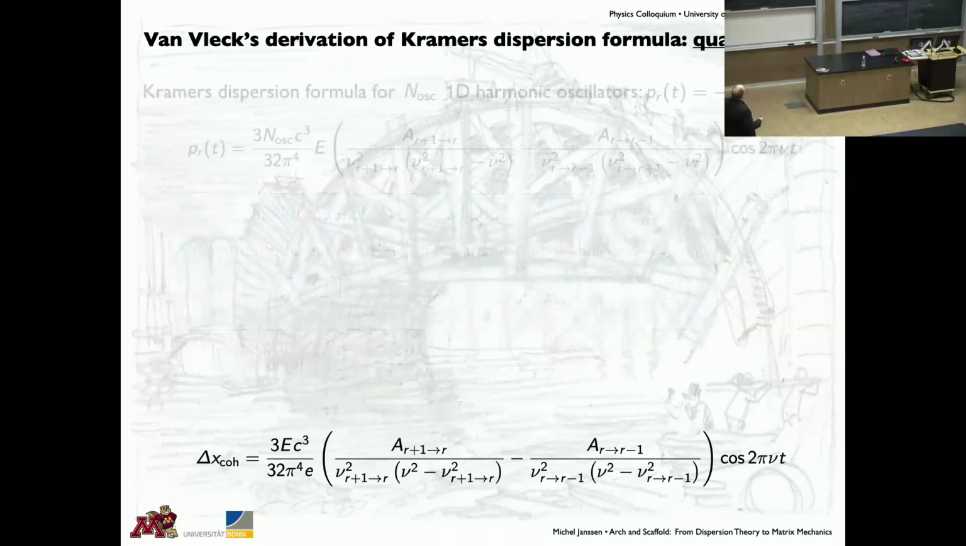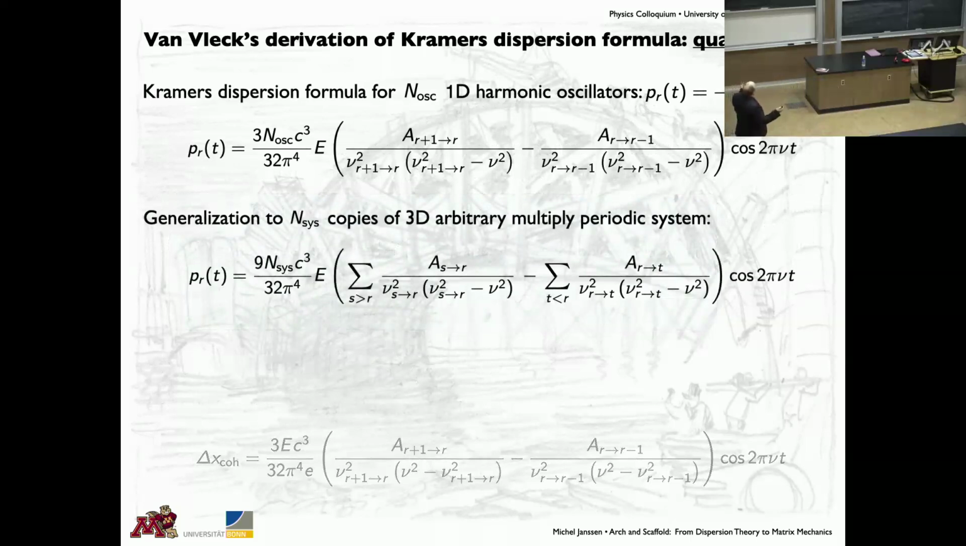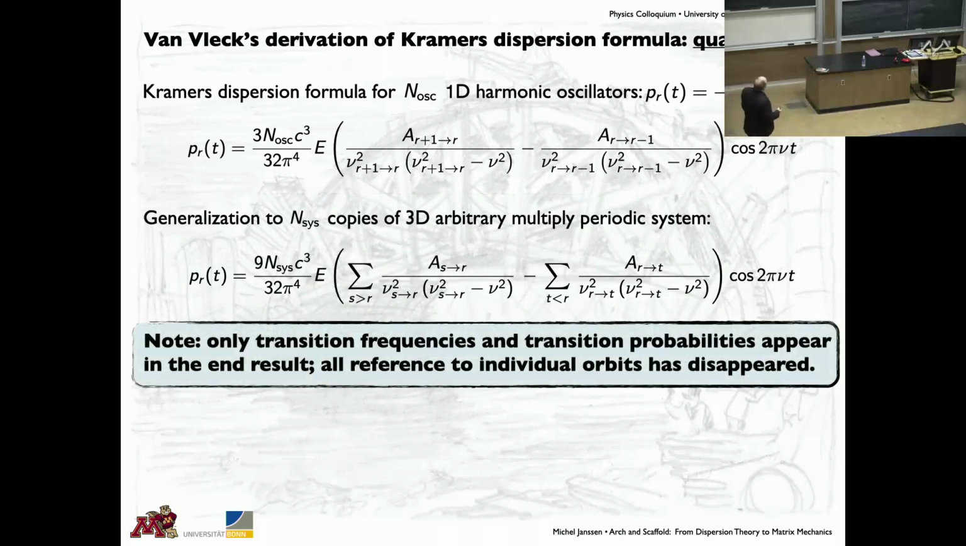Now, all right. So from that to the polarization in 3 dimensions is all fairly straightforward. The important thing is that if you look at these formulas, you see that the only thing that occurs in there are transition frequencies and transition probabilities. And all reference to individual orbits has dropped out of this equation. Okay? That is key to Heisenberg's Umdeutung paper.